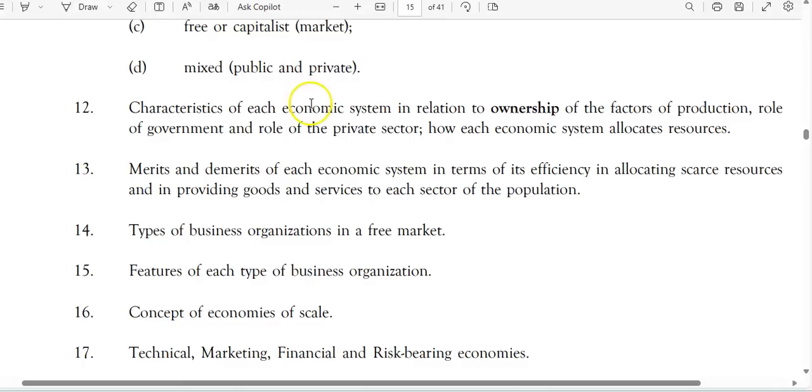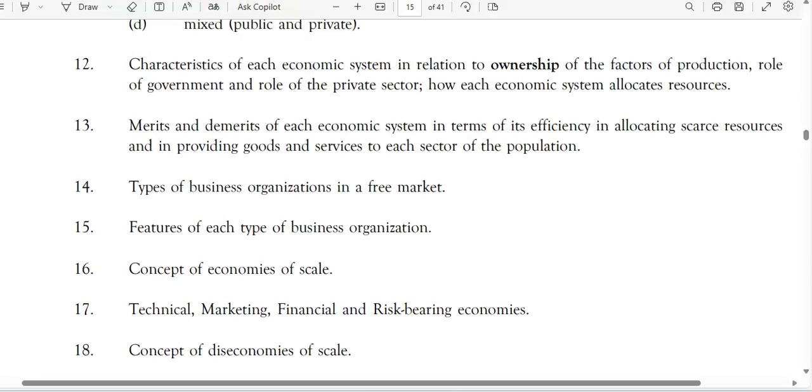Now we're going to look at characteristics of each economic system in relation to ownership of the factors of production, role of government, and role of the private sector, and how each economic system allocates resources. So I guess this objective is just asking us to do what we did before in number 11. So we're just going to do a quick summary.